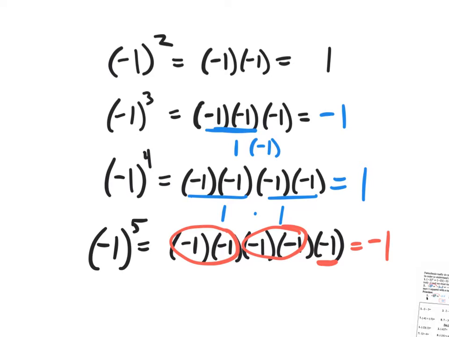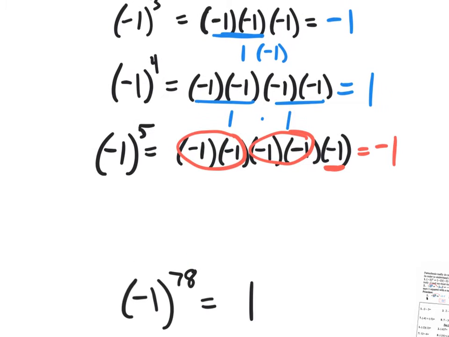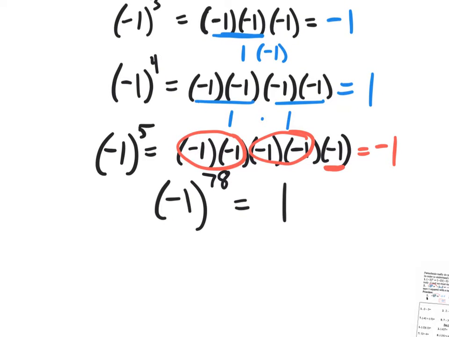So if I said, what is negative 1 to the 78th power? Well, you know that that's even. That would be a positive 1. Likewise, if I were to say, what is negative 1 to the 93rd power? Well, you know it's odd, so that would be negative 1.